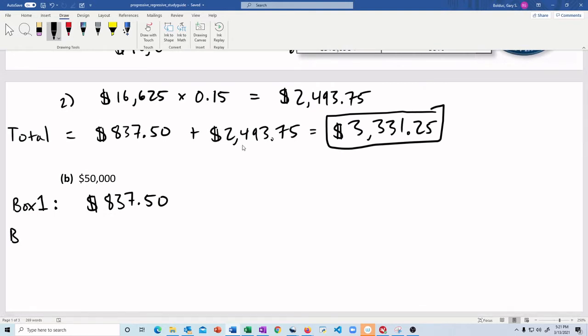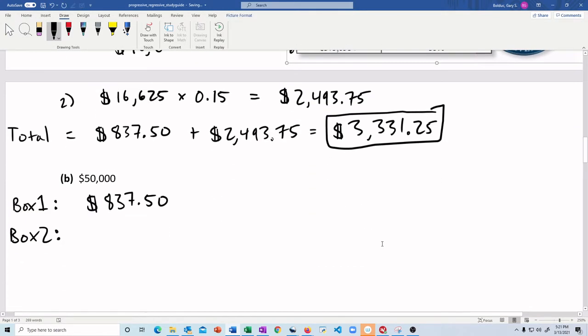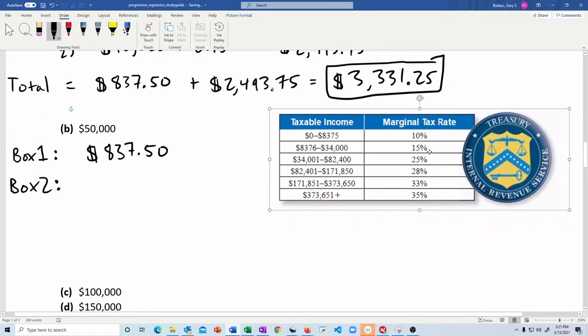Box 2 will be different. Why? Well, let me bring this down so we don't have to keep going back up. Why would box 2 be different? Well, we fill up box 2. Look, 50,000 is bigger than 34,000. So we fill up box 2. But we've got to figure out actually how much goes in here, right? So we still have to figure out how much goes in here.